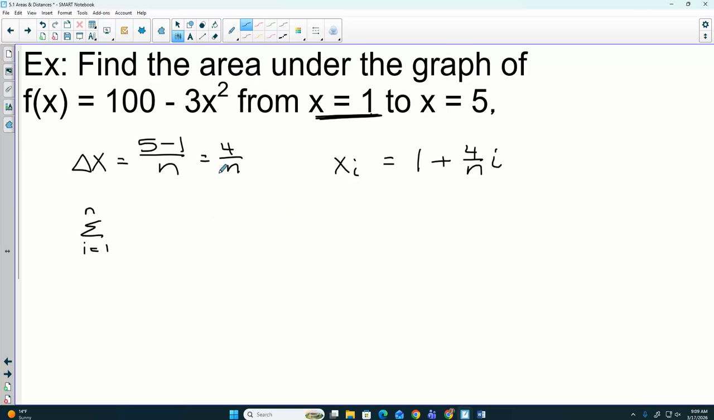The area of a rectangle is length times width. So all of these have a width of 4 over n. To get the height, we have to plug our x sub i into this formula. So it would be 100 minus 3 times, I am just replacing my x with that x sub i, squared.